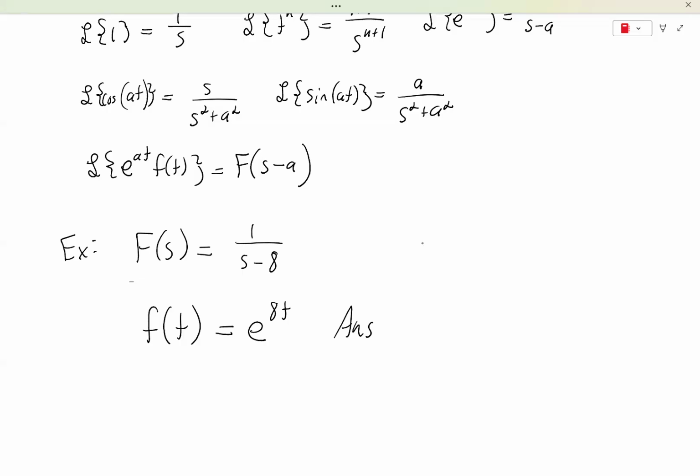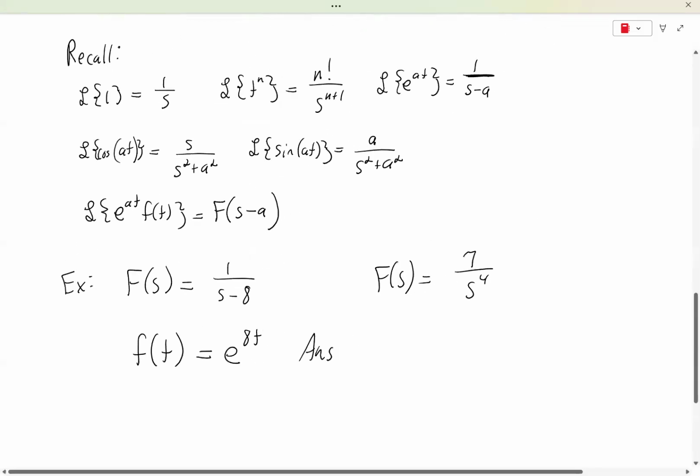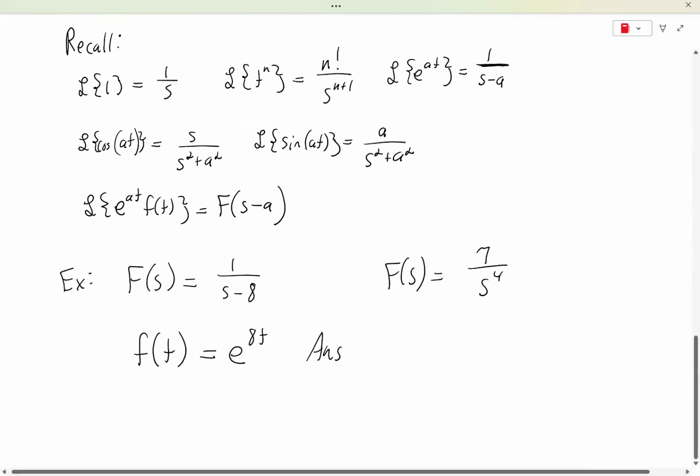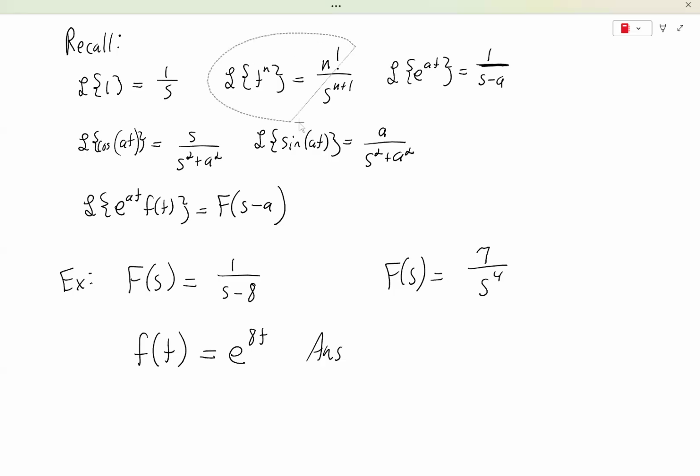Let's try this one now. Let's say F of s is equal to 7 over s to the 4th. So we're trying to figure out the f of t. Well, it vaguely looks like this one up here. But that 7's kind of in the way, so you have to fix it up a little bit. I can bring the 7 out front, and now this is like 1 over s to the 4th.